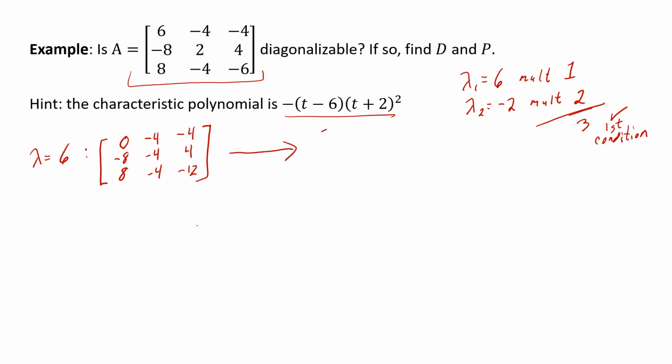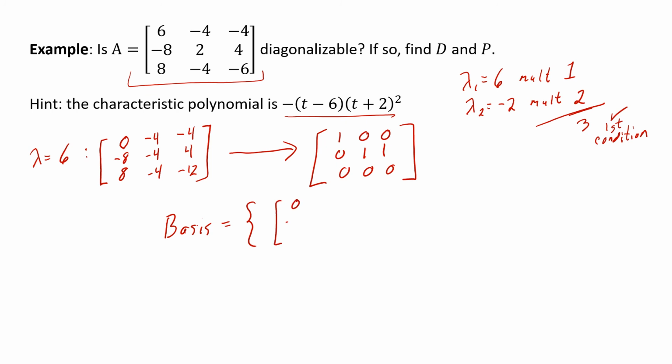Without going through all of the calculations, you are going to come out with that matrix when you reduce it. When you figure everything out, you end up with a basis of that. There is your basis for lambda equals 6. And notice it's dimension 1, exactly as predicted by the theorem. What about the second one?